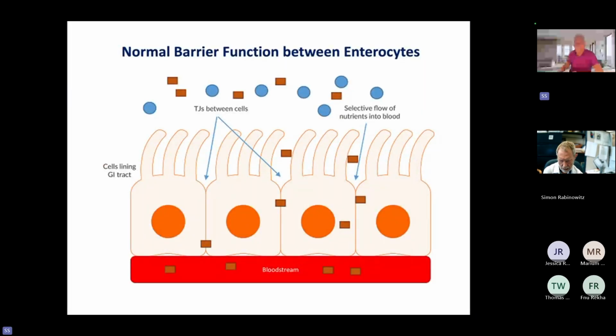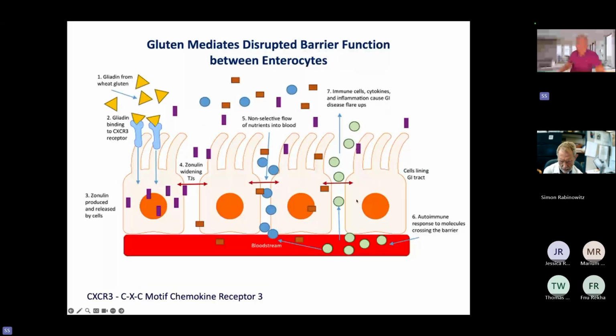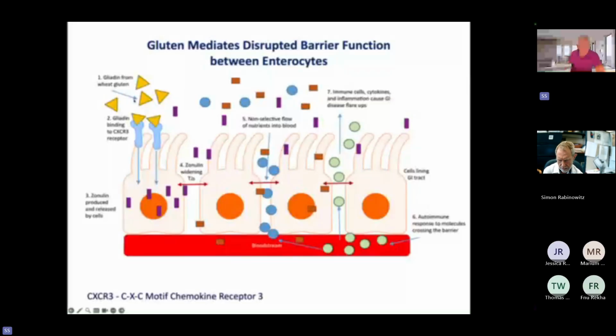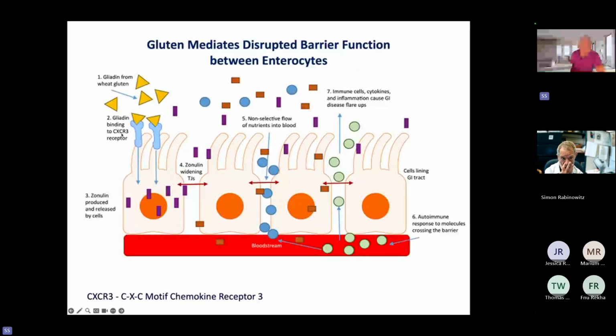Under normal conditions, these tight junctions don't open unless there's a selective flow of nutrients into the blood. But gluten mediates a disrupted barrier function between the enterocytes. So here we have gliadin from wheat gluten, and gliadin binds to a specific receptor on the cell surface. This is the CXCR3, and it has the long name down here. But suffice it to say, it's the CXCR3 receptor.